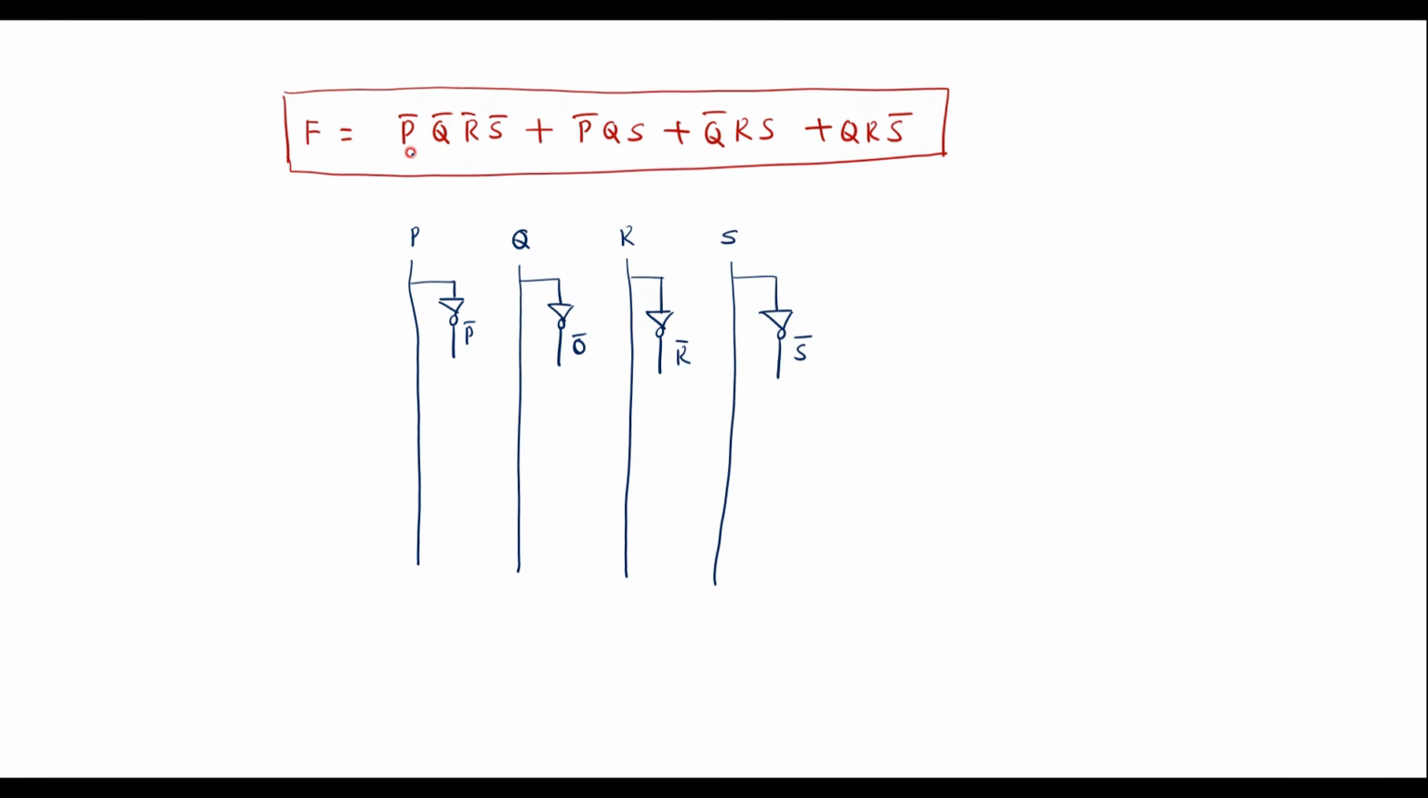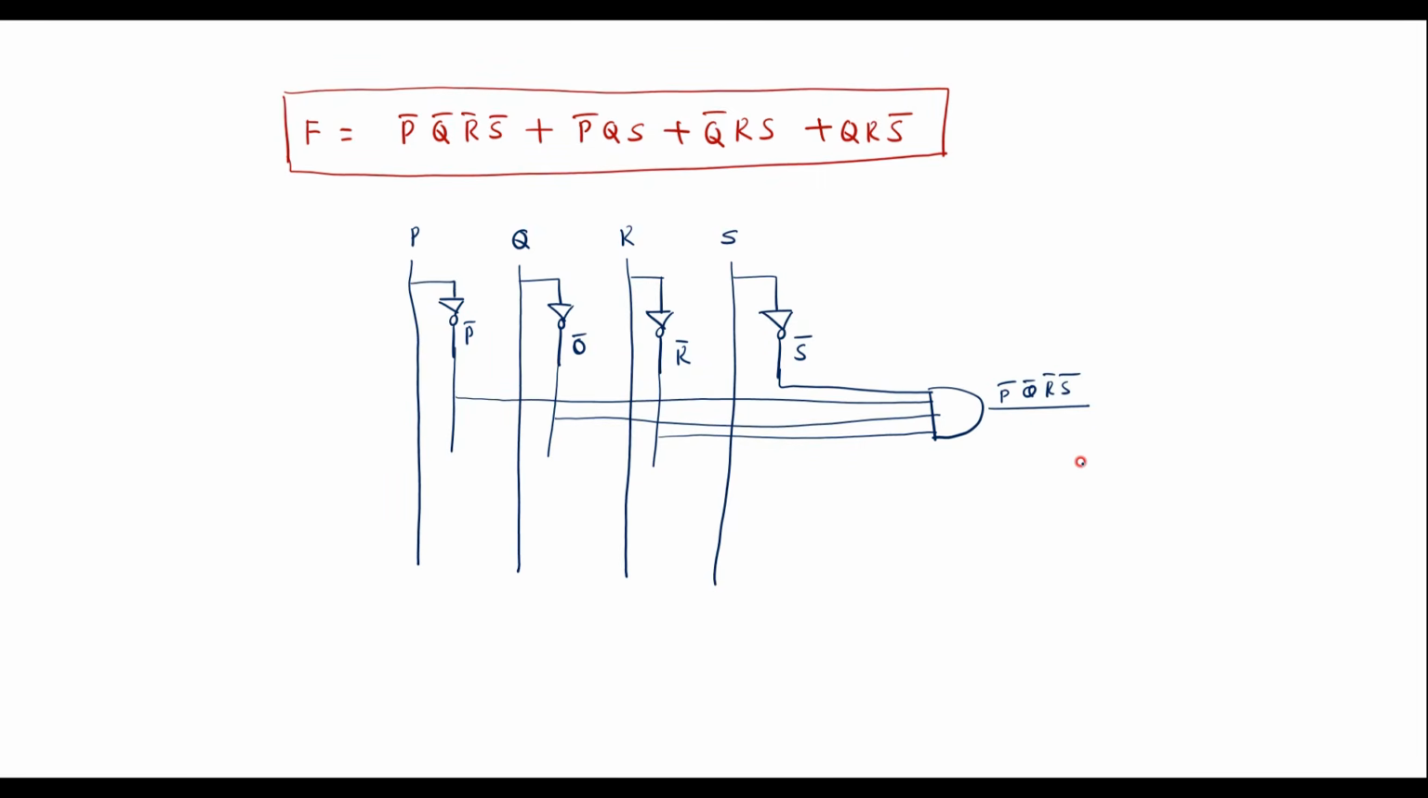So the first term is P bar, Q bar, R bar, S bar. I will use a 4 input AND gate. Here we have P bar, we have Q bar, here we have R bar and here we have S bar. The output here is P bar, Q bar, R bar, S bar.